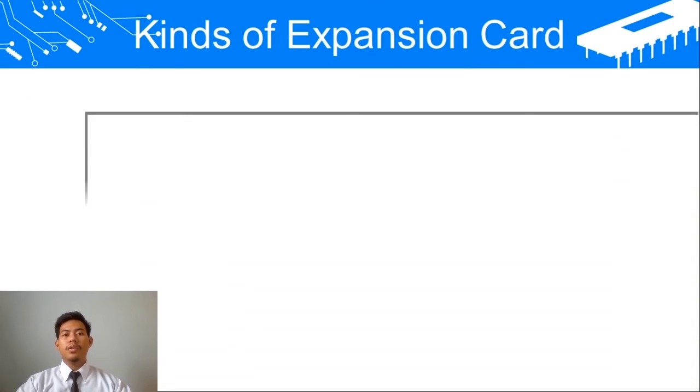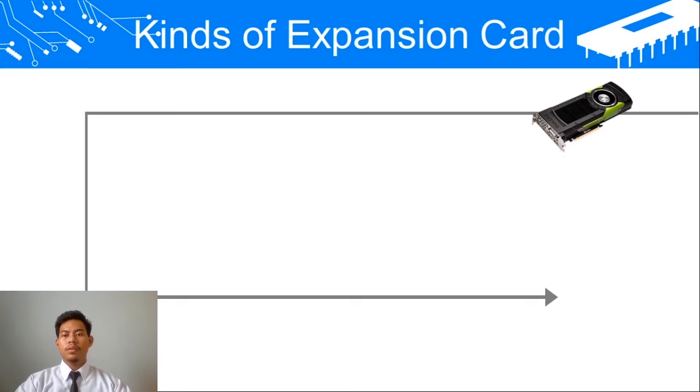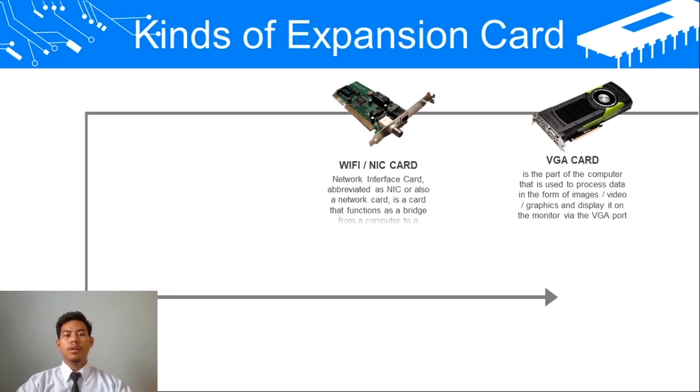Next is kind of expansion card. First, we have VGA or Video Graphic Accelerator. It's the part of the computer that is used to process data in the form of image or video or graphic and display it on the monitor via the VGA port. Next is Wi-Fi or NIC card, network interface card, abbreviated as NIC or also a network card. It's a card that functions as a bridge from a computer to a computer network.